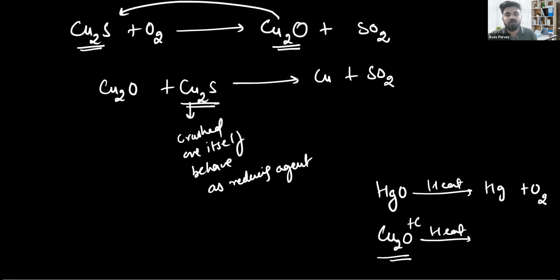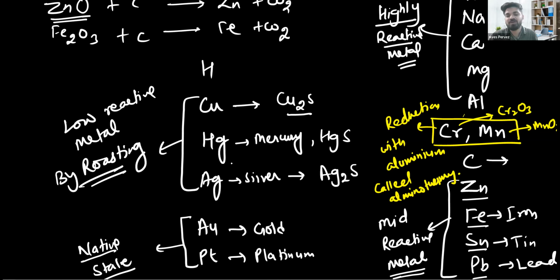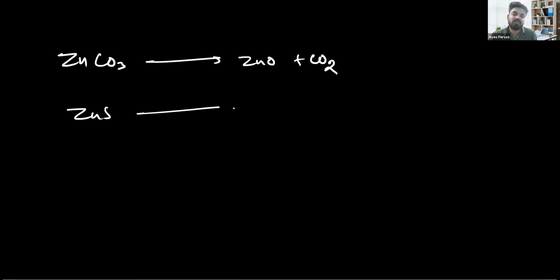Okay, so let's talk further. Now we have done this one, that these are the ores, and these can be reduced by simple roasting. In this case, crushed ore itself behaves as a reducing agent in case of copper. Now talking about these mid reactive metals, if we have zinc carbonate, first we convert it into ZnO and then carbon dioxide, or if we have ZnS, then we convert it into ZnO and then sulfur dioxide. So we have done this by simple roasting.